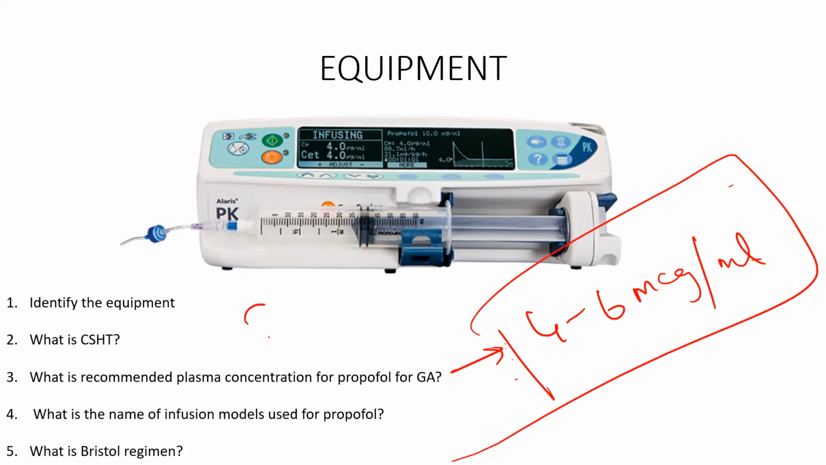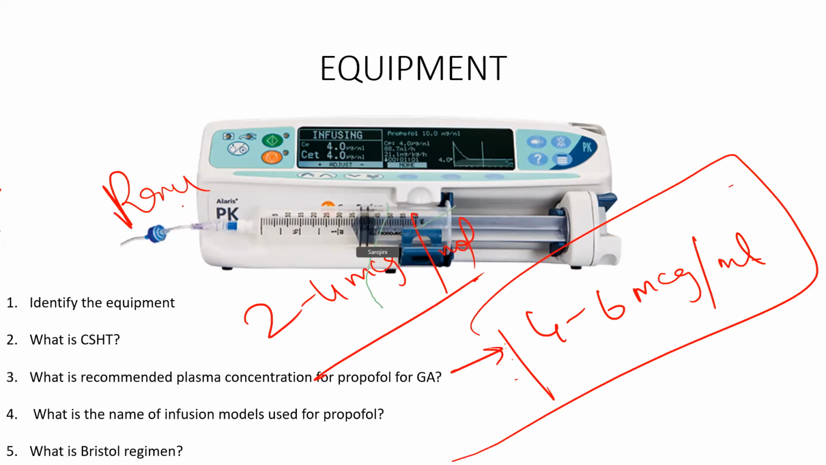For sedation, okay. For remifentanil, of course, they are not using it in India. For remifentanil, it is going to be 3 to 6 nanogram per ml. Nanogram. It is not microgram. It is nanogram. So these are the different plasma concentrations which you are targeting for.